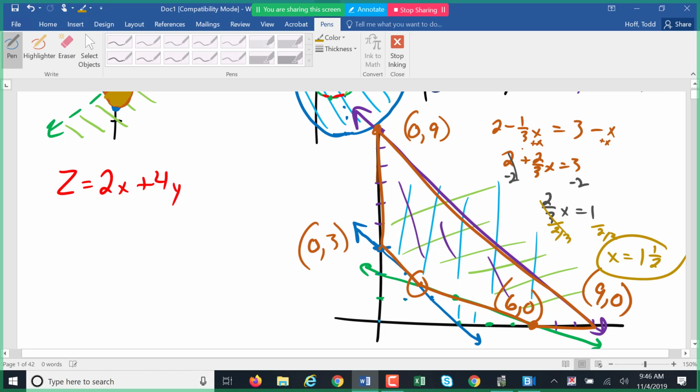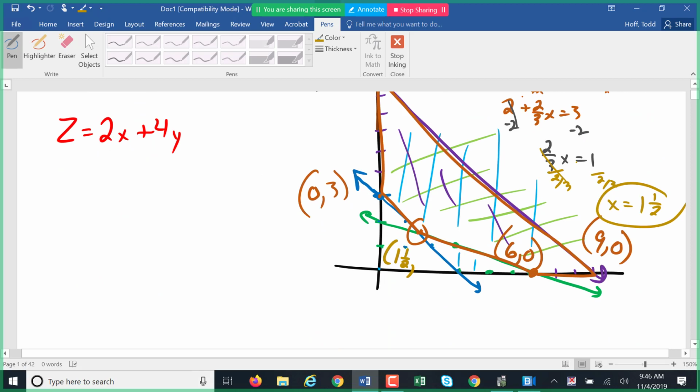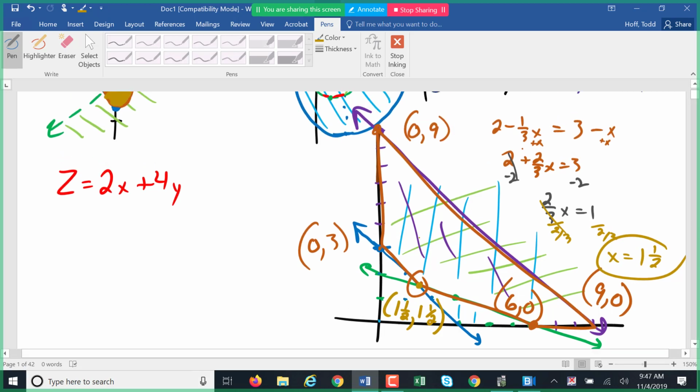So then I just plug that back into one of the equations. I know in this 1.5 is the first coordinate. I plug that back in. 3 minus 1.5 is also 1.5. So my y-coordinate has to be 1.5 as well. So that point is 1.5, 1.5, or 3/2, 3/2. So I need to test all of those points. I have 1, 2, 3, 4, 5 of them in my objective function.